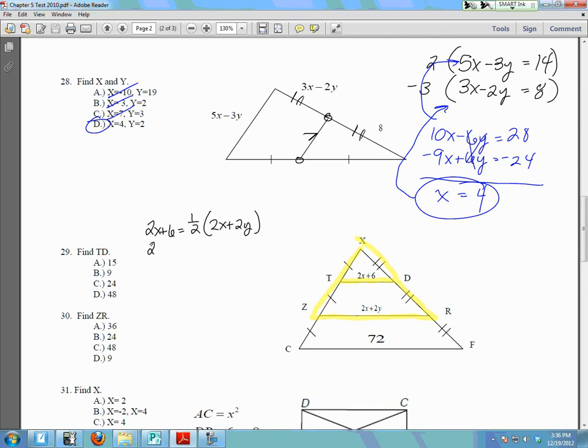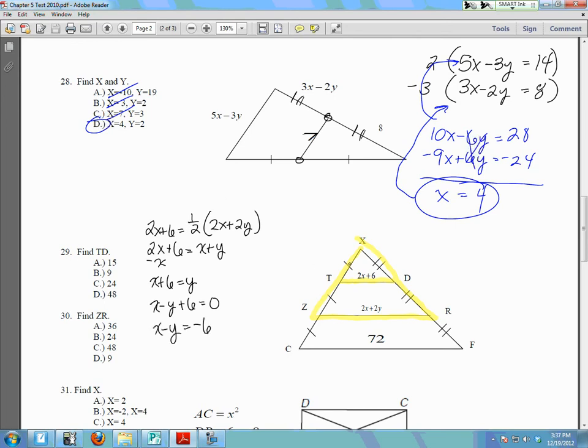Start multiplying. I get 2x plus 6 is equal to, multiply that 1/2 through, x plus y. So now I'll move the x and the y over, so I'll subtract x here. I'll get x plus 6 is equal to y. Moving my y over, I'll get x minus y plus 6 is equal to 0. So I'll be left with x minus y is equal to negative 6.